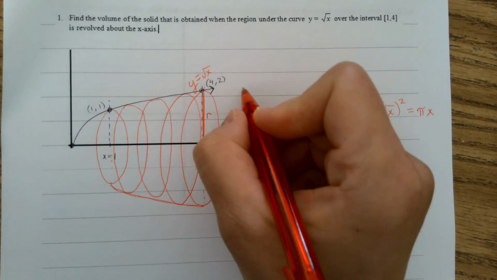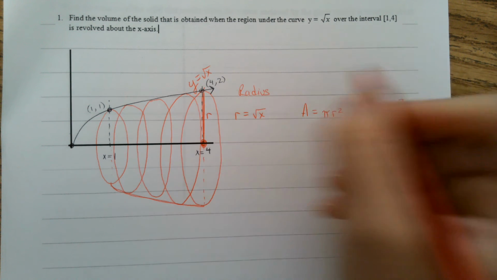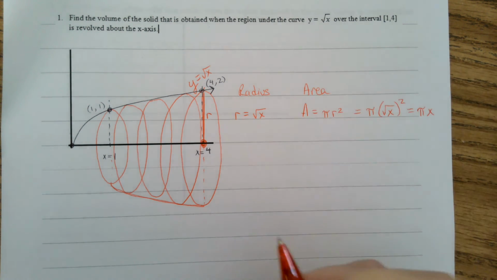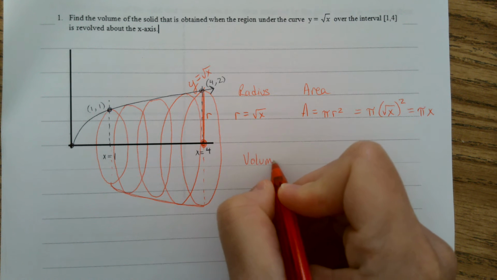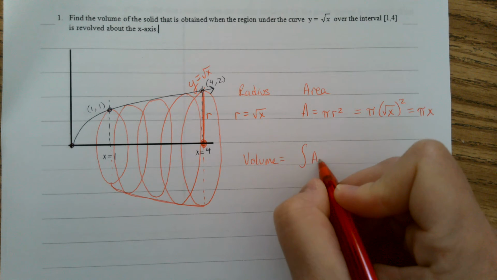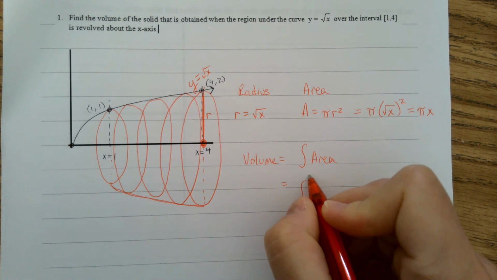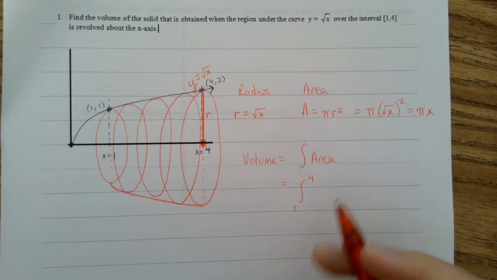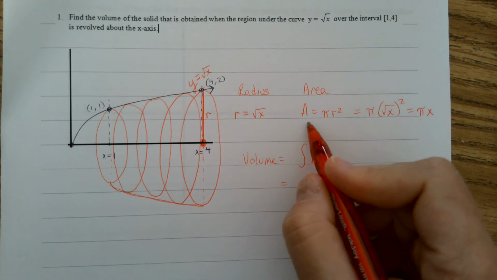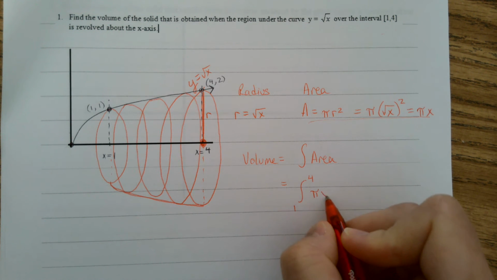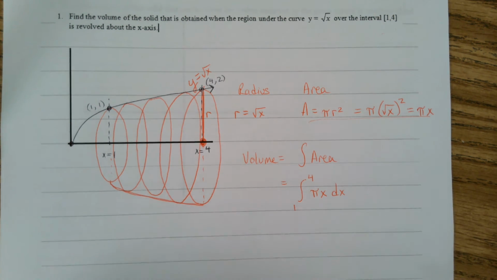So here's my radius, here's my area, here's my volume. The integral of the area. In this case, that's going to be from 1 to 4, because that's what I've been told, over the interval 1 to 4. And then the area, just going along right here, pi x dx. So if I find the area of one circle, that's great. But if I find the accumulation, which is the integral of all the areas, then I have found the volume.